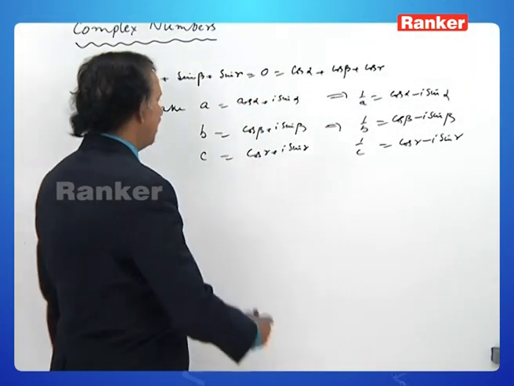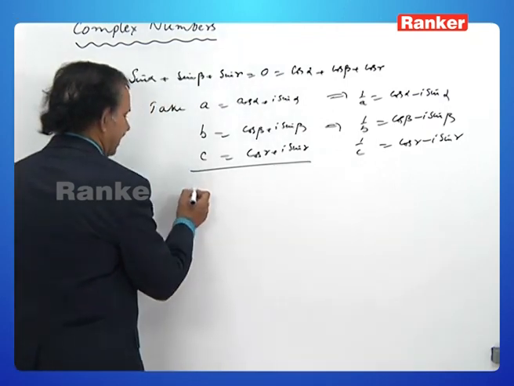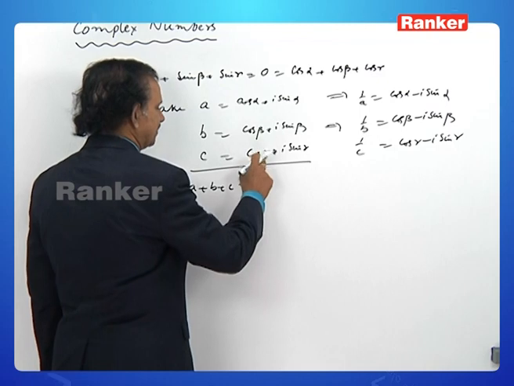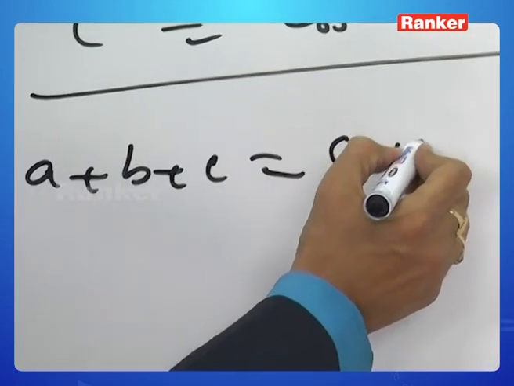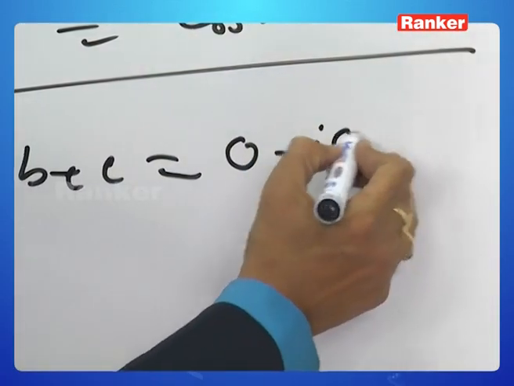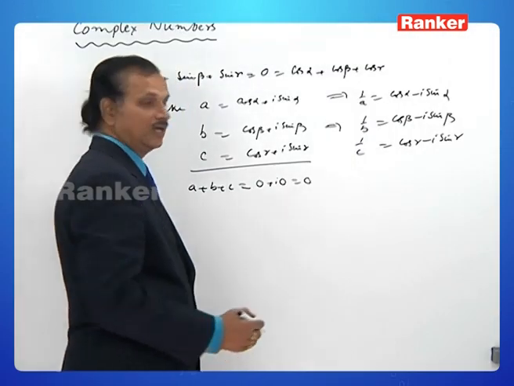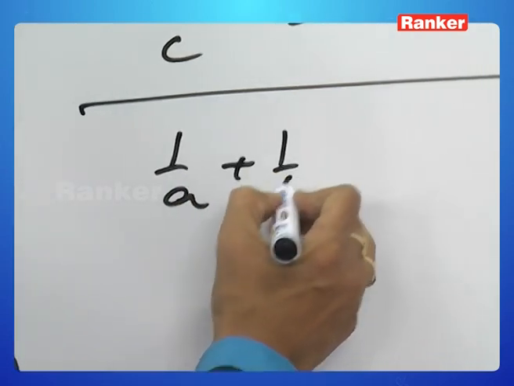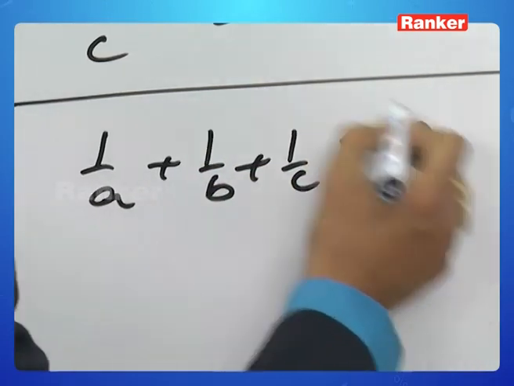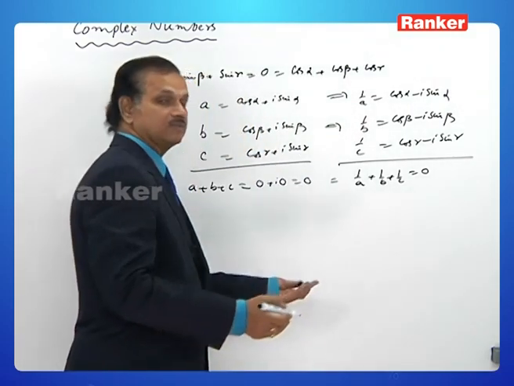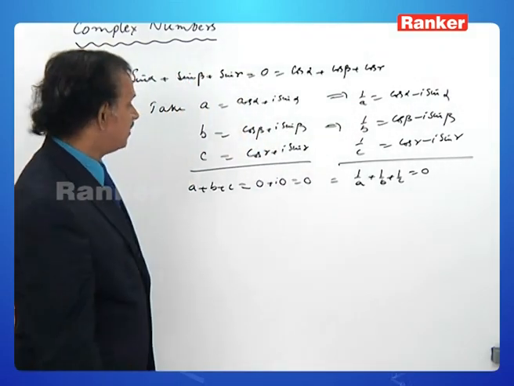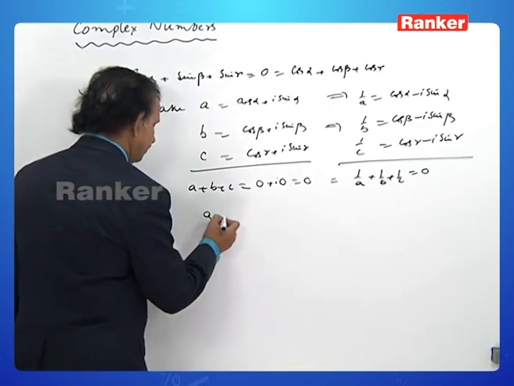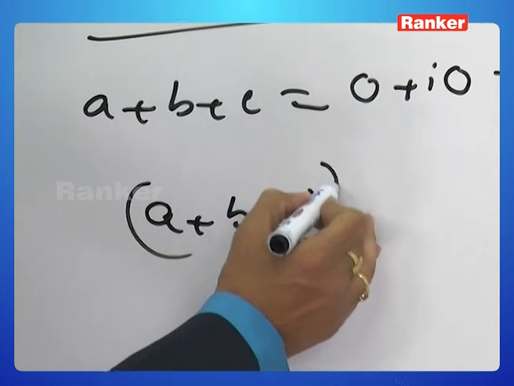You can now add all these things. What do you get? A plus B plus C is equal to cos alpha plus cos beta plus cos gamma, that is 0, plus i into sin alpha plus sin beta plus sin gamma, 0, is equal to 0. Moreover, even if you add 1 by A plus 1 by B plus 1 by C, this is also 0. So A plus B plus C is 0 and 1 by A plus 1 by B plus 1 by C is 0. Good. A plus B plus C is 0 means A plus B plus C whole square is also 0.